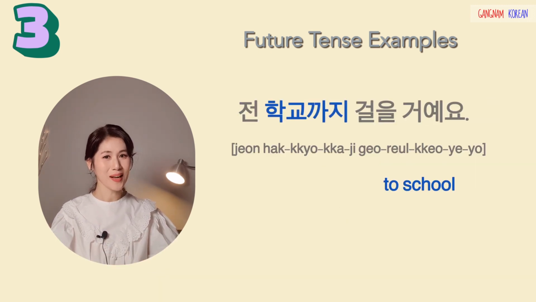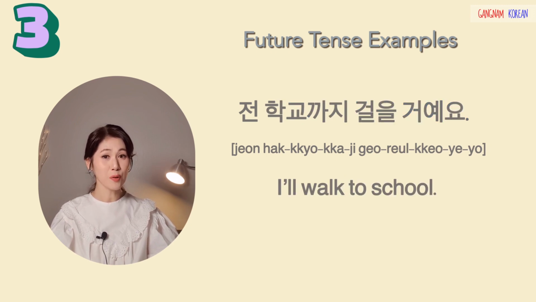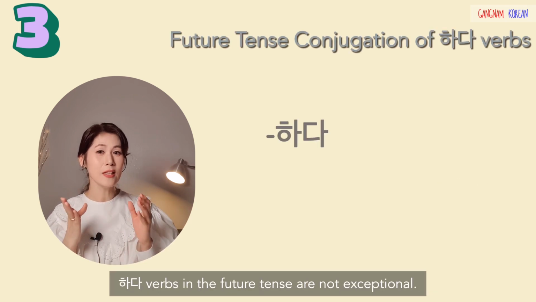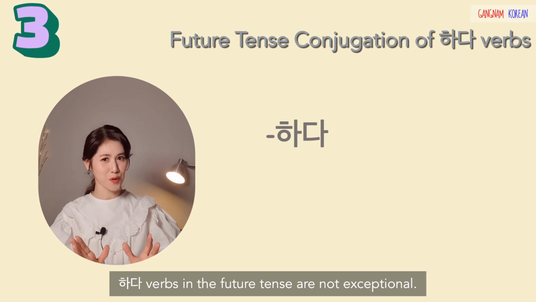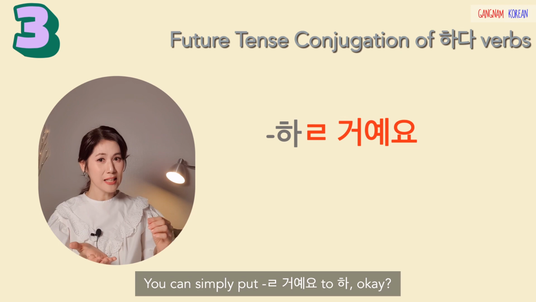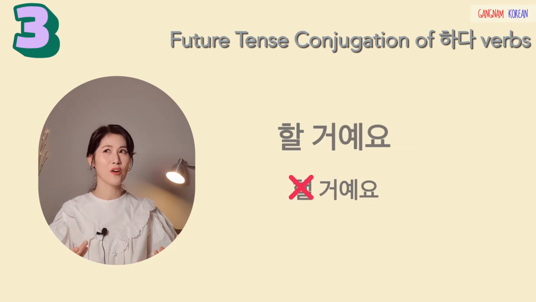Let me make a sentence using 걸을 거예요. 전 학교까지 걸을 거예요. I'll walk to school. By the way, unlike the past tense or the present tense, 하다 verbs in the future tense are not exceptional. So just like other verbs ending in a vowel, you can simply put ㄹ 거예요 to 하, okay? So 할 거예요.